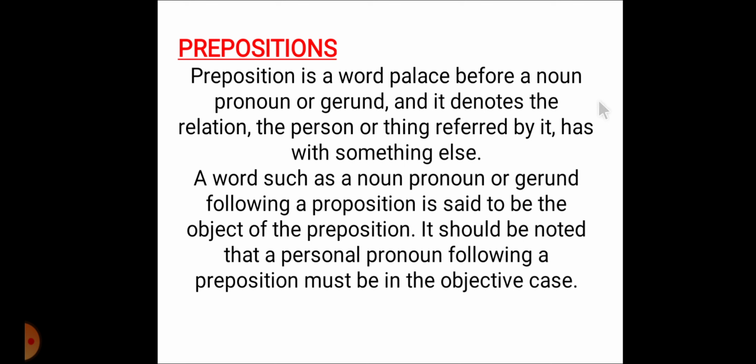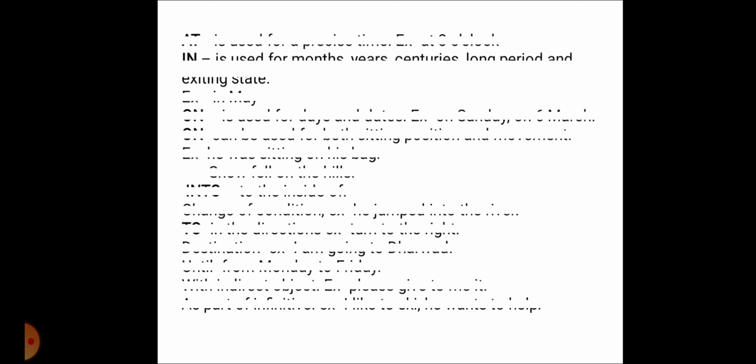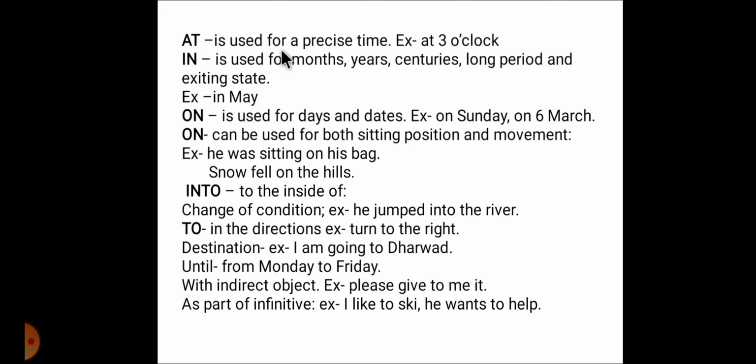So let's go to what the prepositions are. First we are going at. At is used for precise time. I will come to meet you at 3 o'clock. Next, in. In is used for months, years, centuries, long periods and existing state. For example, in May, in 2021, in the 21st century. Then on. On is used for days and dates. For example, on Sunday, on 6th March.